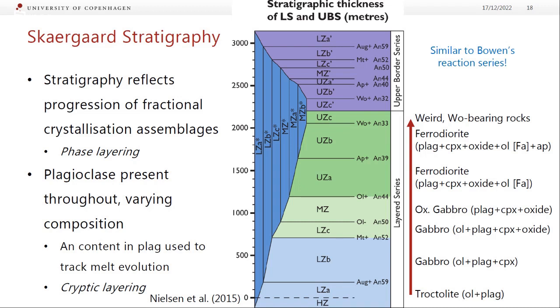And that's exactly what we expect, right? As we cool and crystallize, we go from these calcium-rich anorthite plagioclases to the albite end member, which is more sodium-rich. This is called cryptic layering, because you can't just look at it and see that it's there. You have to go measure the compositions. But what we're seeing here is exactly like Bowen's reaction series that we talked about, this mineralogical evolution of magmas.